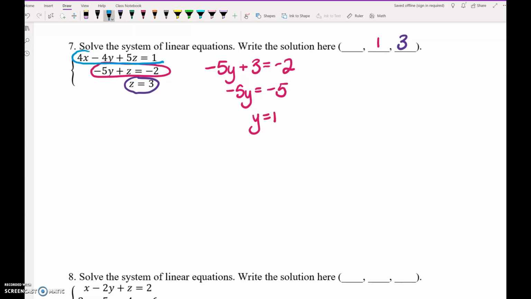For x, you are plugging in 1 in place of the y, 3 in place of the z, and then solving for x. So for x, it says negative 4 times y. Negative 4 times 1 is negative 4. It says 5 times z. 5 times 3 is 15. So we have 4x plus 11 equals 1.